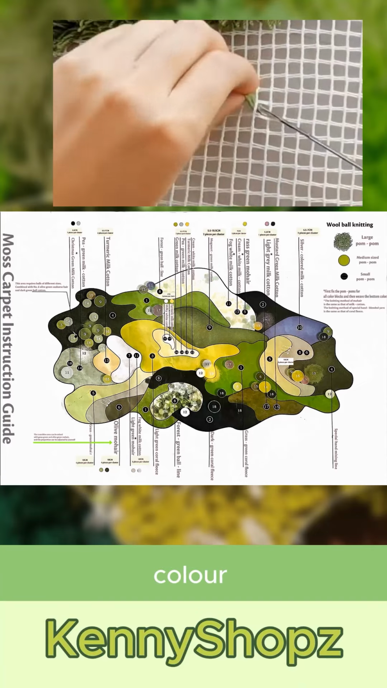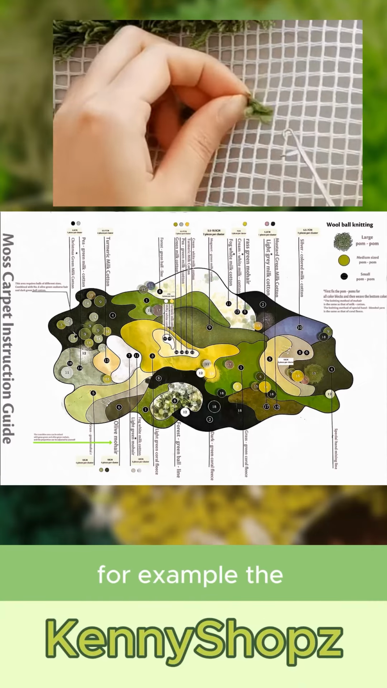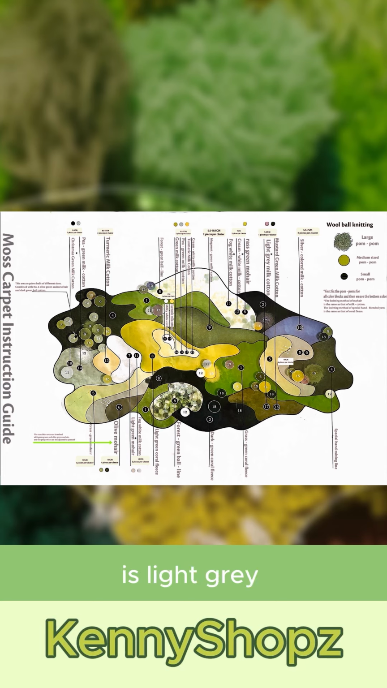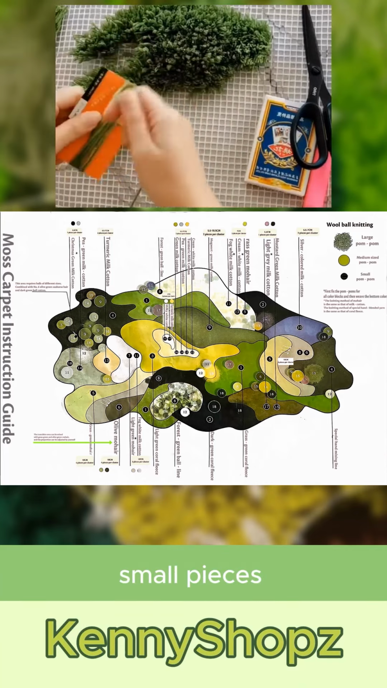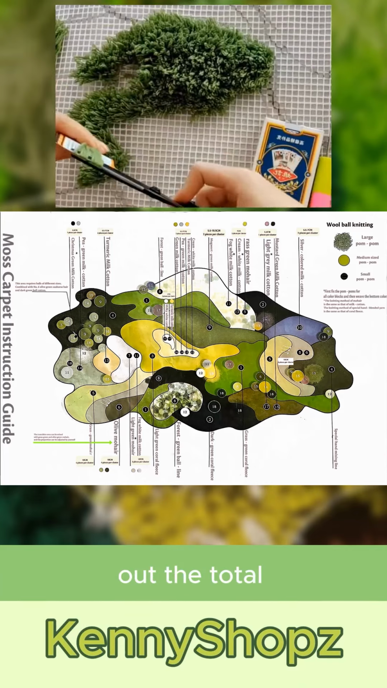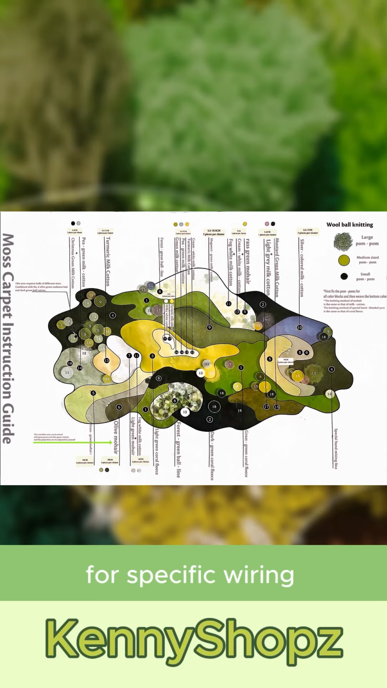First, look at the color. For example, the number 17 here is light gray milk cotton, and the number 15 is mustard green milk cotton. First, you need to cut the milk cotton into small pieces, then weave. Cut out the total length of the thread. For specific wiring methods, you can refer to the corresponding weaving method of milk cotton. For example, it is written here that it is 5.5 centimeters and 7 centimeters.